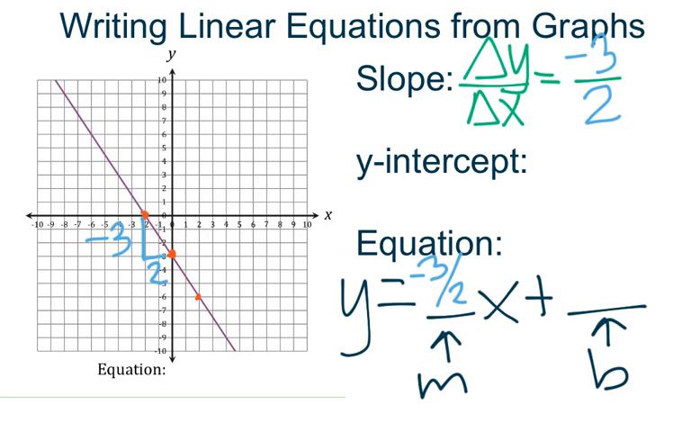And then let's look at the y-intercept. So our y-intercept, again, here's our y-axis. And if you take a look at our line, this is the point where that line crosses the y-axis. So if we look at that, it's below the x-axis, so that means it's negative, and it's at 3. So this is going to be negative 3. So it would be negative 3 halves x plus negative 3. And that would be your linear equation for this graph.